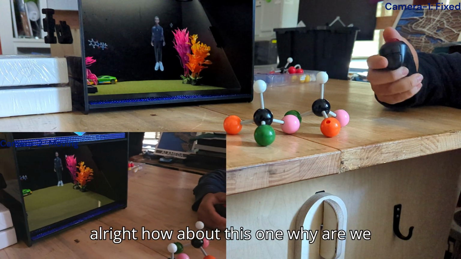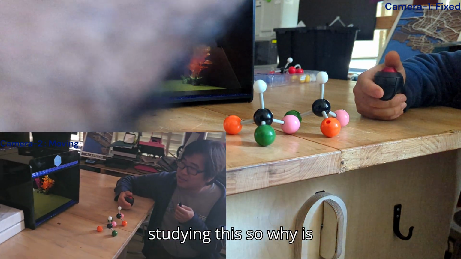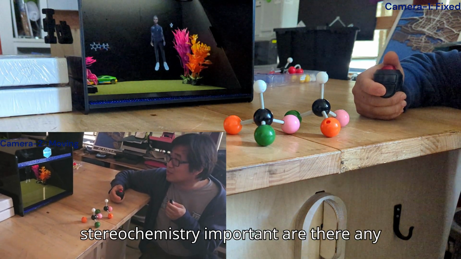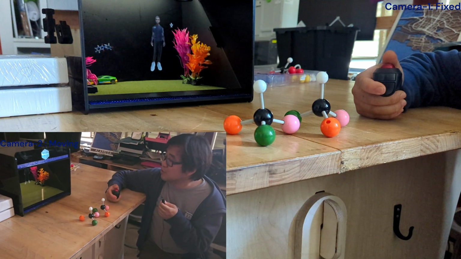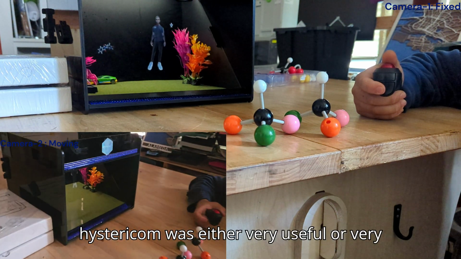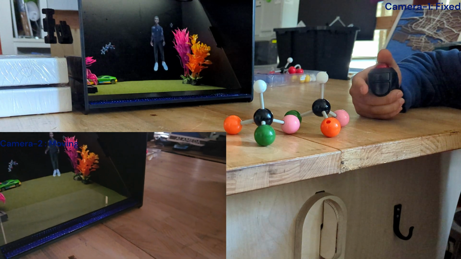All right, how about this one? Why are we studying this? So, why is stereochemistry important? Are there any historical references where stereochem was either very useful or very harmful?